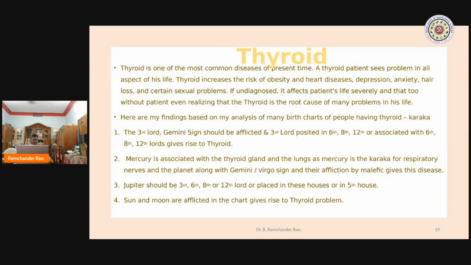Jupiter is associated with the body's largest and probably most common organ, the liver. The organ produces bile, aiding the digestion of fats, and plays an important role in metabolism. So the pituitary gland is also connected with Jupiter. So we have to relate each and every gland to whichever planet it is coming under. Right? Next.